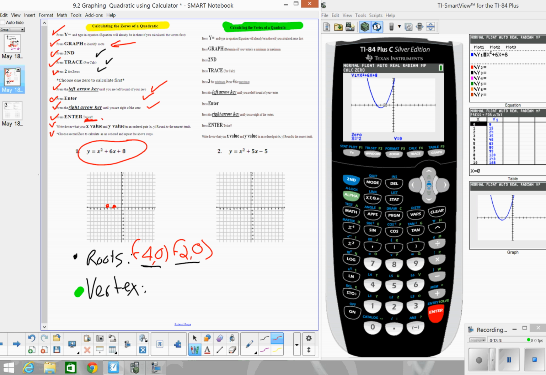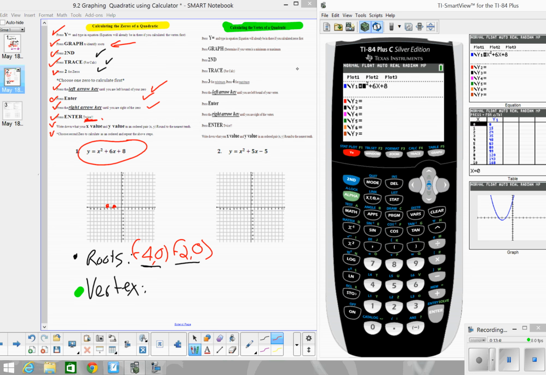So I have those 2 points right there. I need my third point for my vertex. So let's go to my right set of directions. This is calculating the vertex of a quadratic. Okay, first thing it says is to press the y equals button. Now, it says enter the equation, but the equation is already in there from the last example using the zeros. Now you can calculate the vertex first, and then the zeros, or vice versa, like we did. Okay, second step tells me to hit graph.